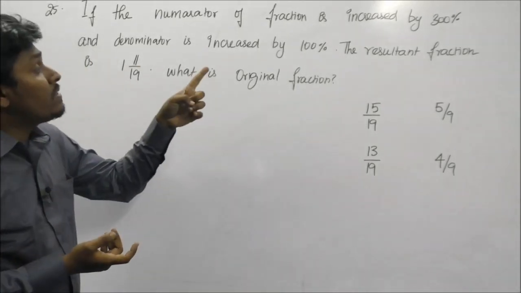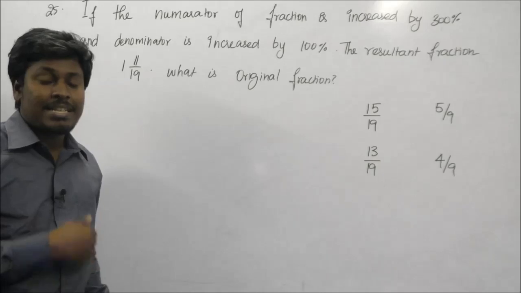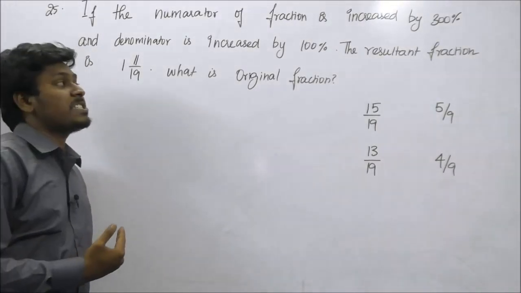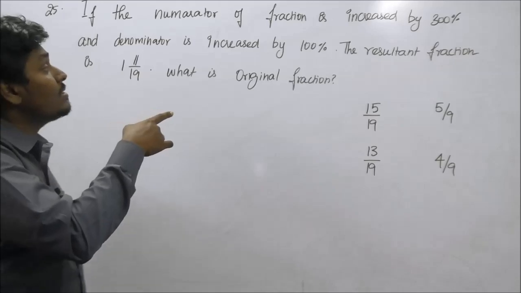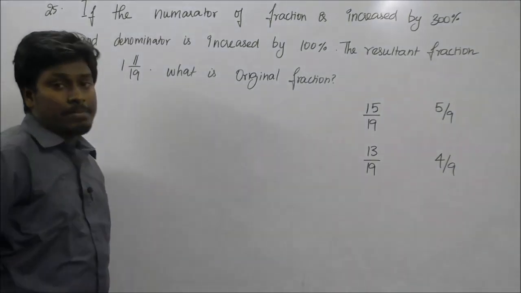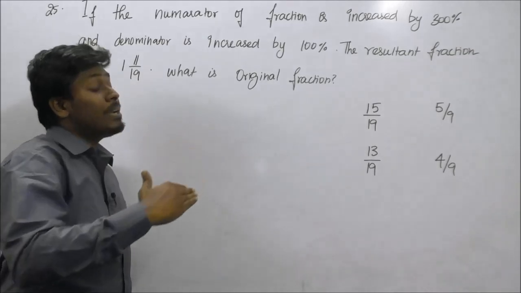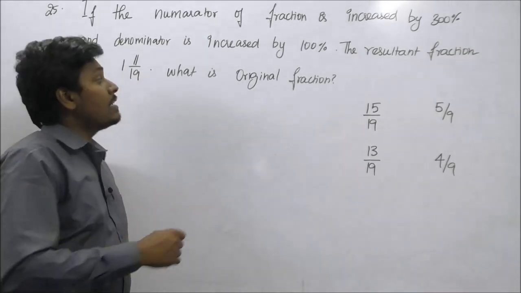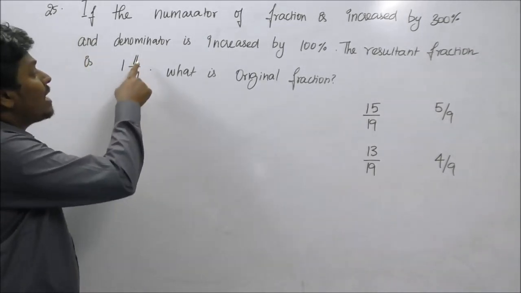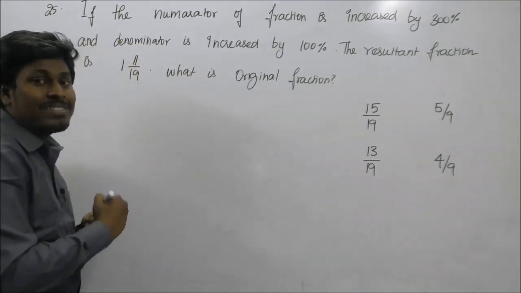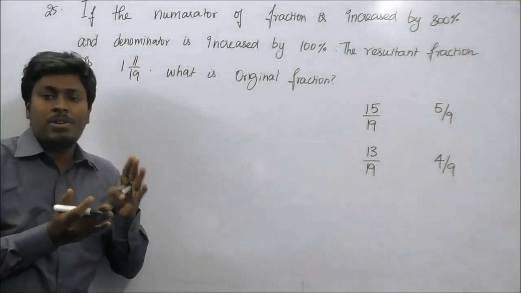If the numerator of the fraction is increased by 300%, and the denominator of the fraction is increased by 100%, the resultant fraction is 111 by 19. Remember friends, it is an improper fraction, so the first thing we need to do is make it into a proper fraction.